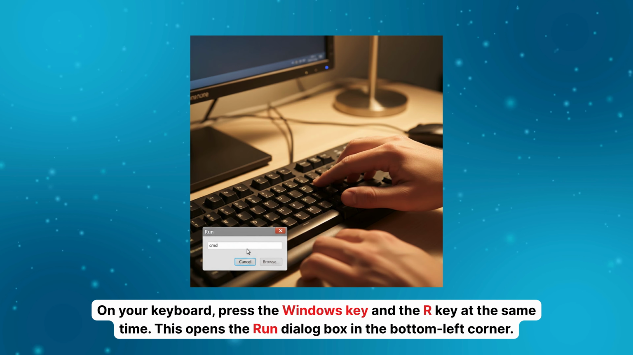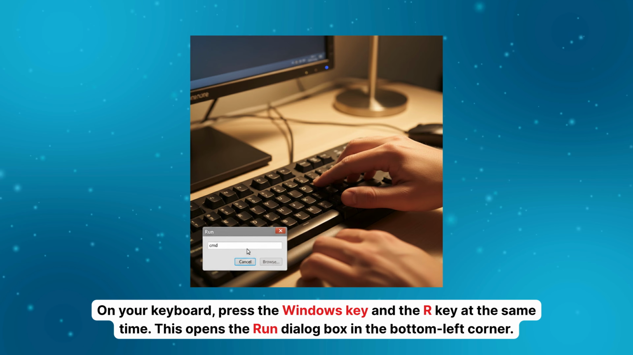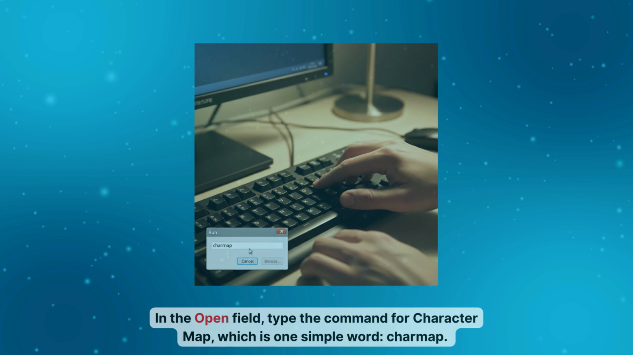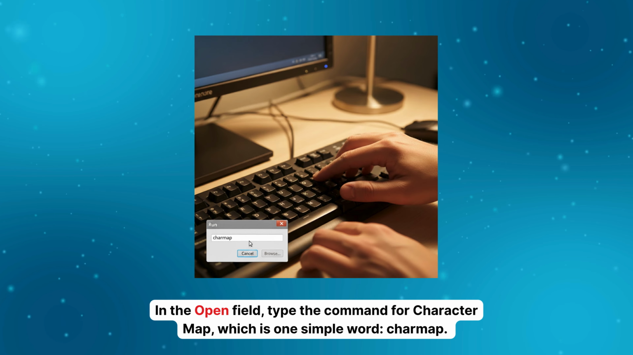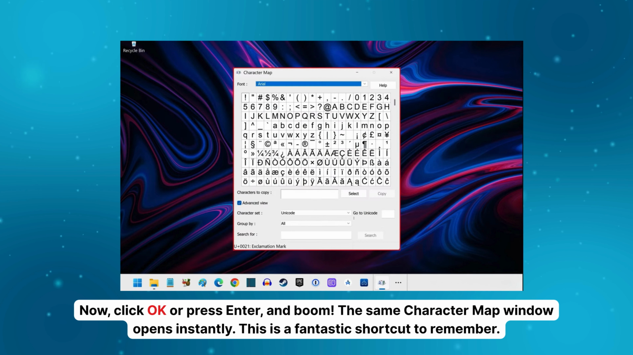On your keyboard, press the Windows key and the R key at the same time. This opens the Run dialog box in the bottom left corner. In the Open field, type the command for character map, which is one simple word, charmap. Now click OK or press Enter and boom! The same character map window opens instantly. This is a fantastic shortcut to remember.